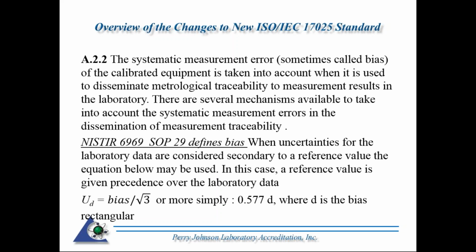Something that's been added into the traceability, and this is in Annex A: the symptomatic measurement error or the bias of the calibration equipment is taken into account when it is used to disseminate metrological traceability to the measured result in the laboratory. There are several mechanisms available to account for the symptomatic measurement errors in the dissemination of measurement traceability. I included a sample back there. I'm familiar with NISTIR 6969, SOP 9, and that's for the calibration of mass standards, defined bias, and actually has a procedure there in order to quantify biases. Leave that up there for a second, have you all look at that.